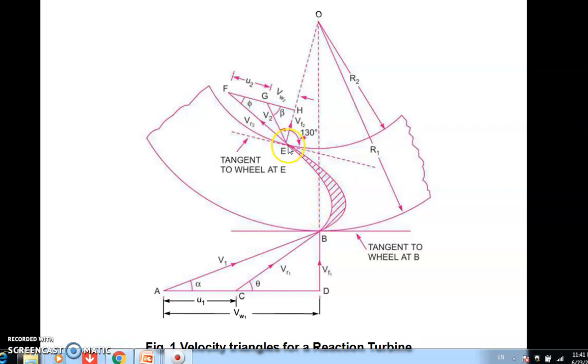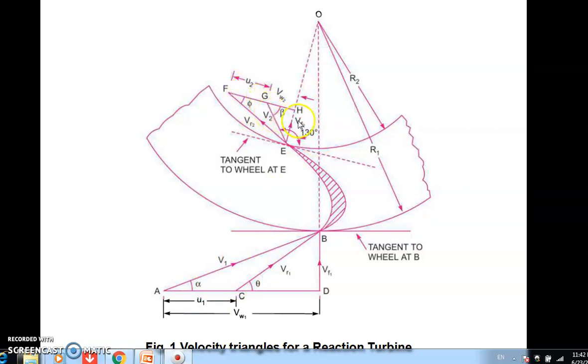Remember, the blade is designed such that at inlet it has angle theta, and at outlet it has angle phi. So VR1 and VR2 are the entry and exit velocity for the runner vane. Then VR2 is obviously making an angle phi, and V2 is making an angle beta. In between V2 and VR2, again like V1 and VR1 there is U1, so here between V2 and VR2 there is U2.